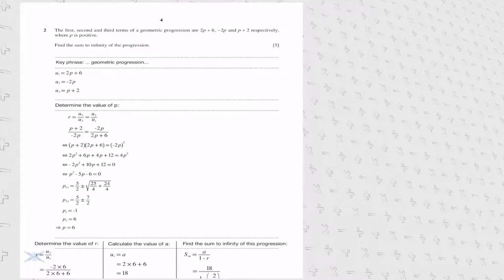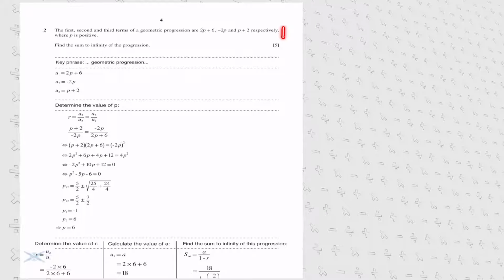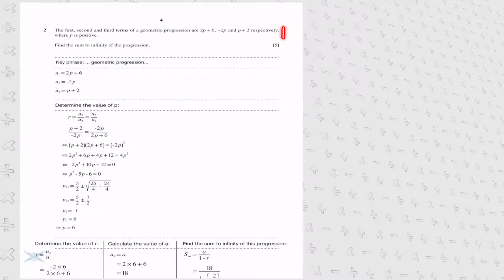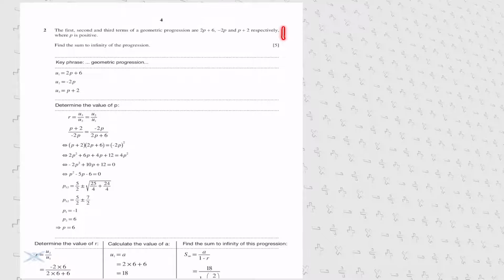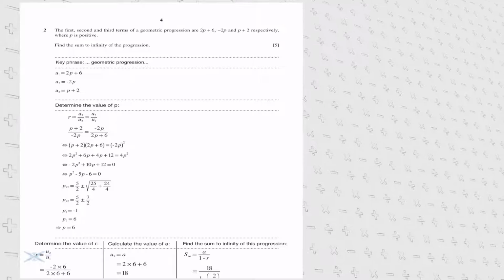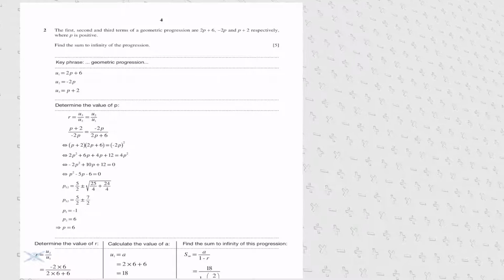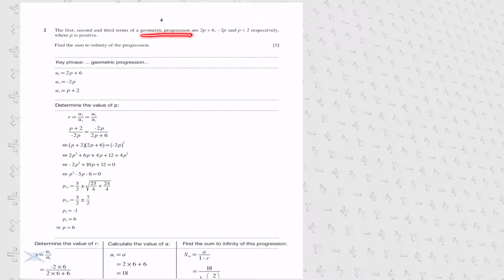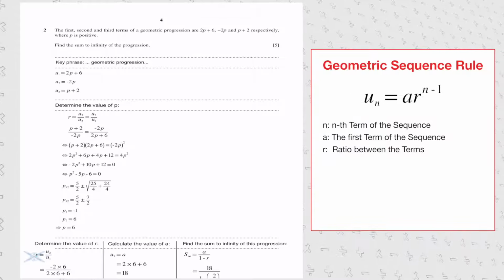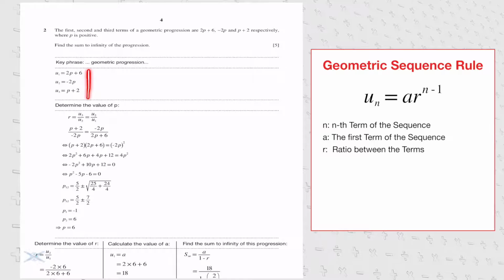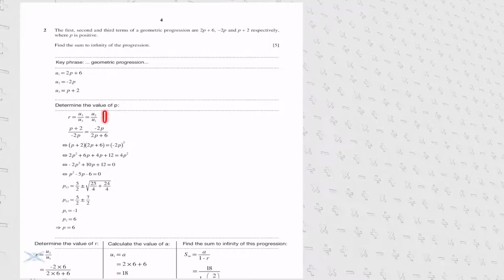Moving on to exercise 2 of this exam paper, where it's stated that the first, second and third terms of a geometric progression are 2p + 6, negative 2p and p + 2 respectively, whereby p is positive. We are supposed to find the sum to infinity of the progression. Our key phrase here is geometric progression, and you are provided with its rules on the right hand side of your screen. So in step 1 we are just applying the information that is stated within the exercise and use this information to determine the value of p.